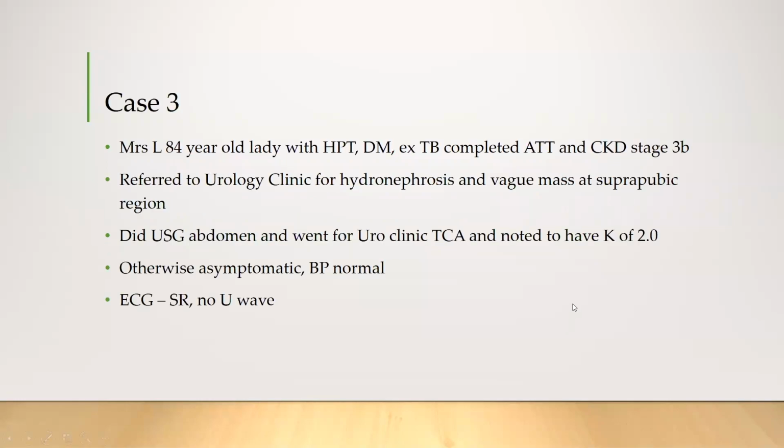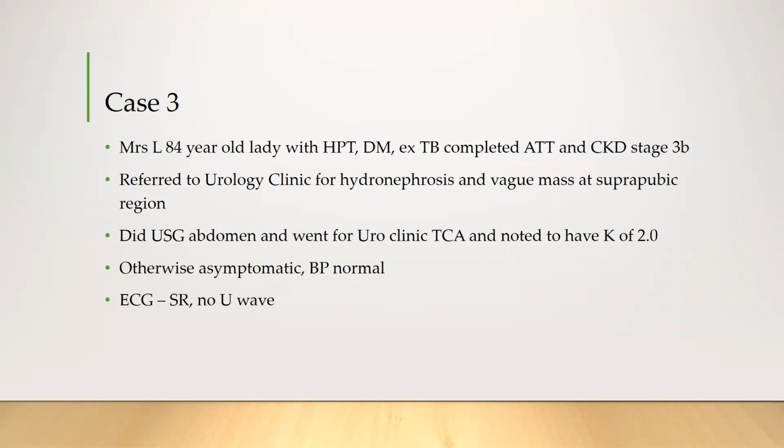So, coming to a worst case scenario. Mrs. L is an 86-year-old female with underlying hypertension, DM, and also TB, completed treatment, and also CKD. So this case was referred to Urology Clinic initially for hydronephrosis and a vulval mass at the suprapubic area. Subsequently, did ultrasound and went for Urology Clinic TCA. However, noted the potassium is only 2 during the TCA.